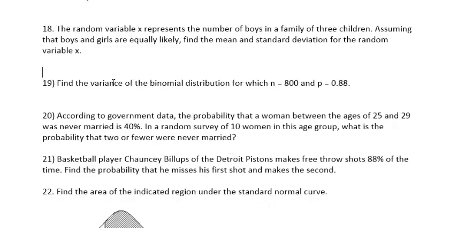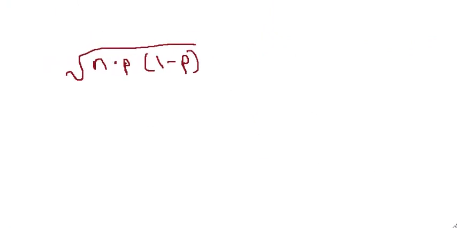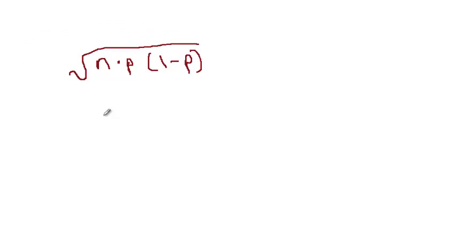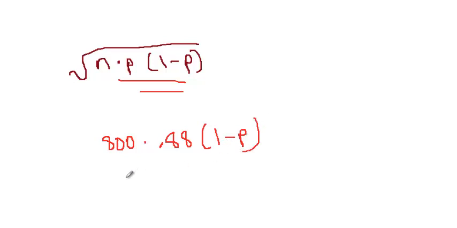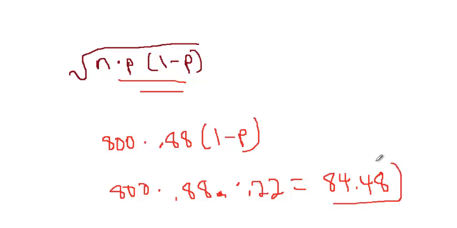The next question, number 19: find the variance of the binomial distribution for which n is 800 and p is 0.88. Now the variance is this formula, except that you don't take the square root; the standard deviation is if you take the square root. The variance is just what is inside the square root. So the variance would be n, which is 800, times the probability, 0.88, times 1 minus the probability, and 1 minus 0.88 is 0.12. So it would be 800 times 0.88 times 0.12. And if we do that on a calculator, we get 84.48. So I'm going to write that as our answer, 84.48. That's the variance. If you want to take the square root of that, which would be a little bit over 9, that would be the standard deviation.